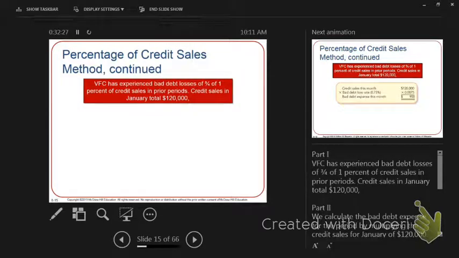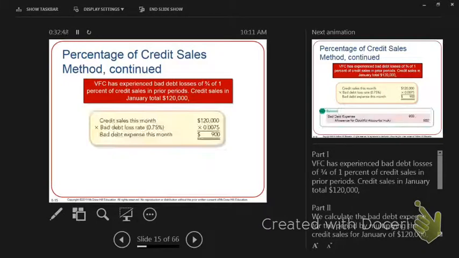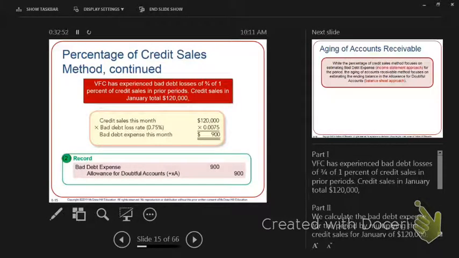And then look at it as a percent. It's 3/4 of 1%. People have also just said 3/4 of 1% and done 0.75. So you just have to make sure you convert your percentages correctly. I don't tend to give you 3/4 of 1% on a test. All right, I tend to give you something more normal. But credit sales totaled 120. You got your 900, which we talked about. There's your journal entry. So percentage of sales should be very straightforward. You calculate it, and you put it directly into the journal entry.